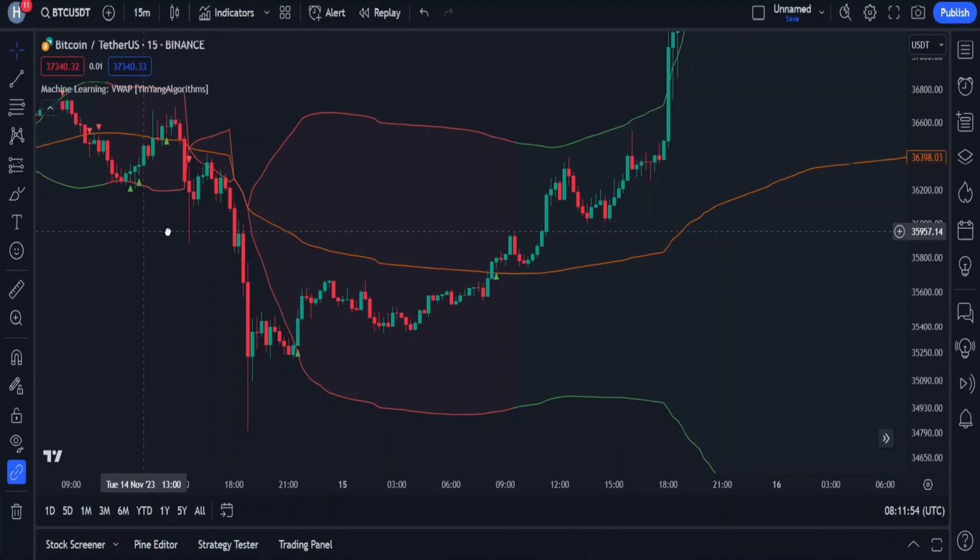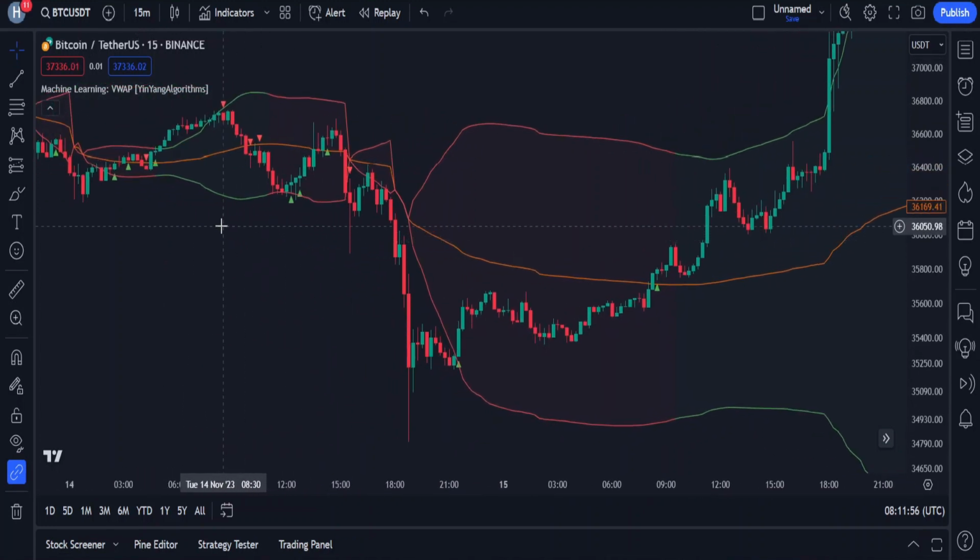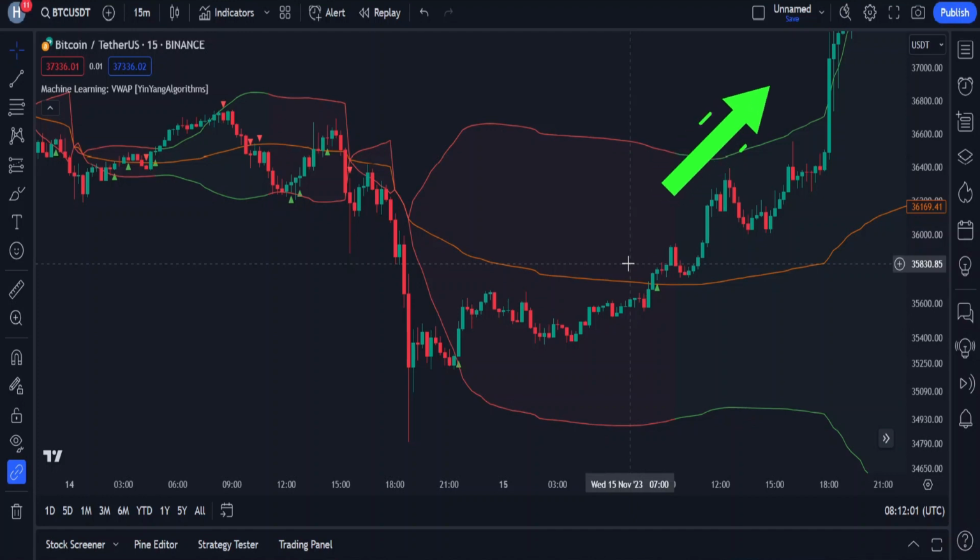Due to how the anchor for this VWAP changes, you may notice that the basis orange line may act as a trend identifier. When the price is above the basis line, it may represent a bullish trend or a buying trend. And likewise, it may represent a bearish trend or a selling trend when below it.